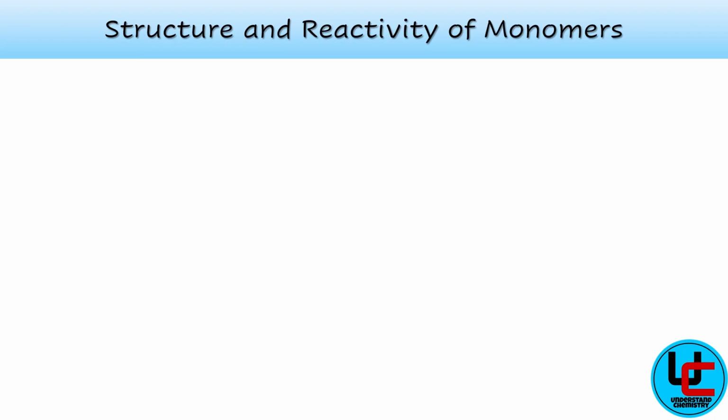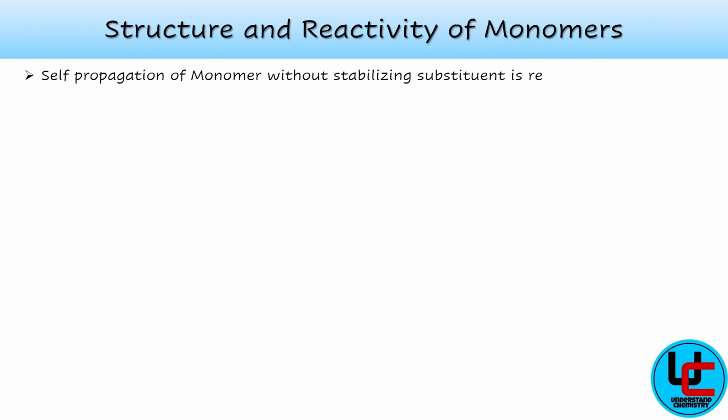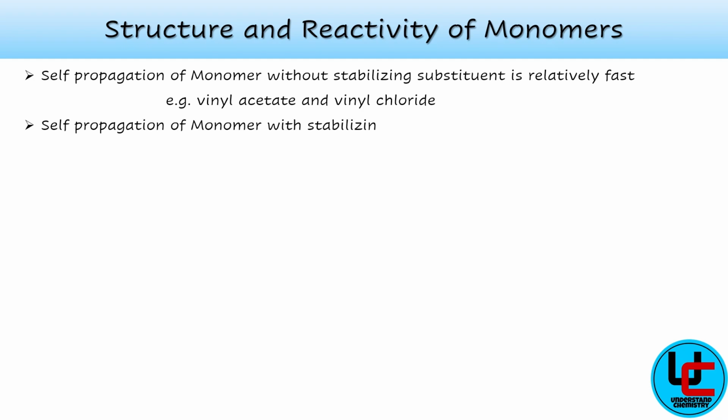So we see that structure of the monomer, especially when it has a stabilizing substituent, influences both self-propagation and copolymerization efficiency. Let's start with self-propagation. Monomers without stabilizing substituents like vinyl acetate or vinyl chloride tend to propagate quickly. Their radicals are reactive and readily add more of the same monomer. In contrast, monomers with stabilizing substituents like styrene form radicals that are resonance stabilized and therefore less reactive. So their self-propagation is much slower.